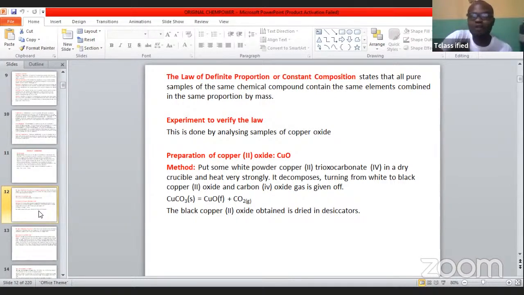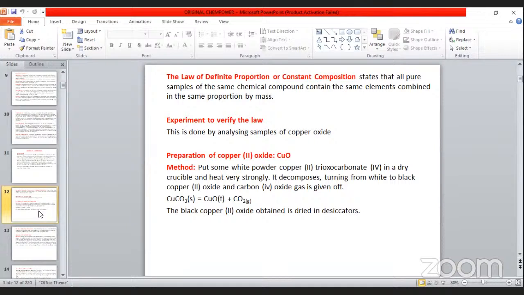So we call it the law of definite proportion. Now, the proportion of combination of chlorine and sodium in sodium chloride is definite. It doesn't change, provided you're talking about pure sodium chloride. I don't know whether this is clear. Did I explain this law clearly?